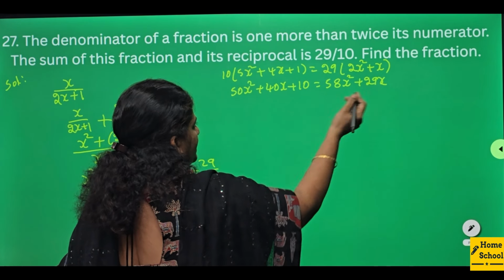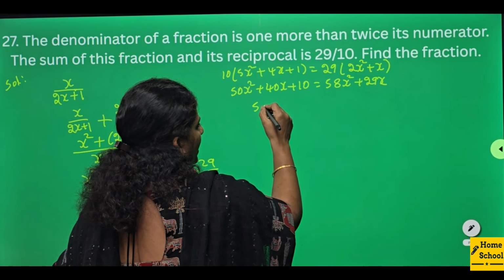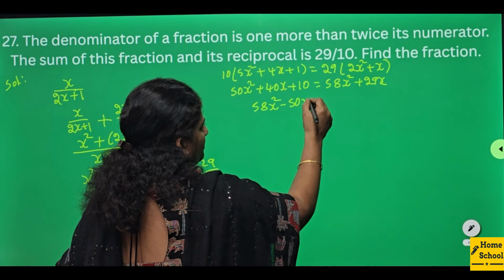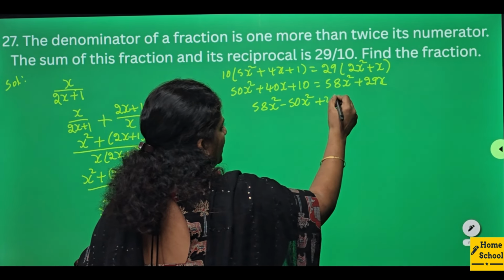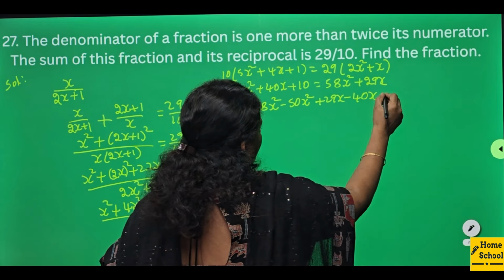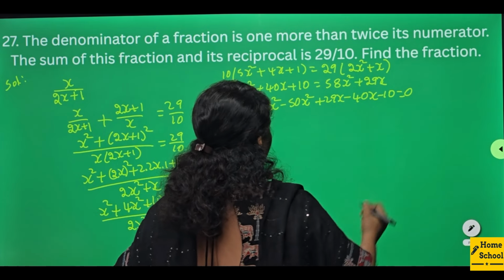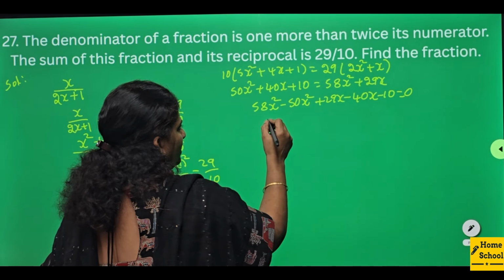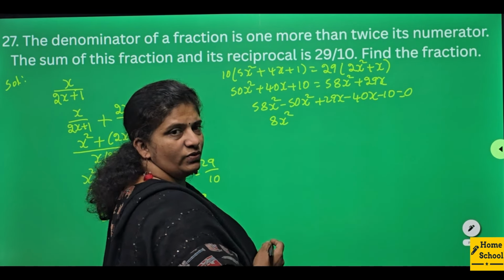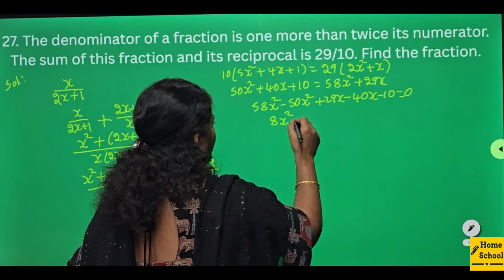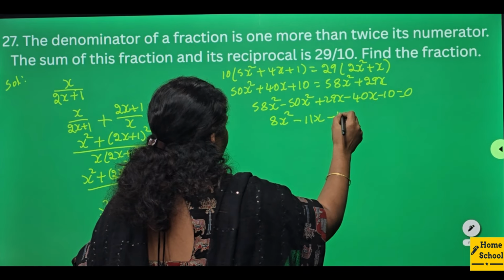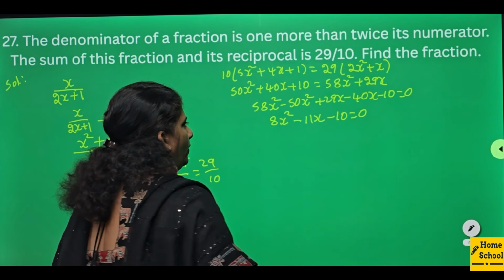Let me take all this to that side. 58x square minus 50x square plus 29x minus 40x minus 10 equal to 0. 58 minus 50 will be 8x square, and this 29 minus 40 will be minus 11x minus 10 equal to 0.